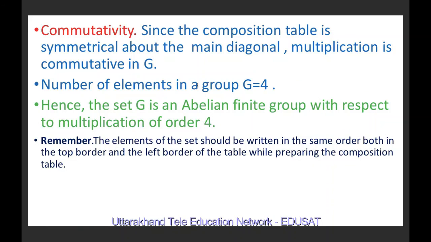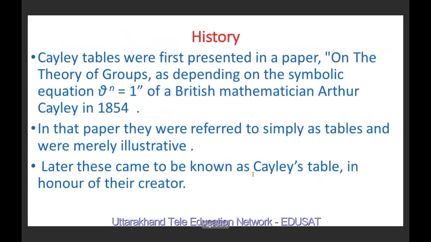The number of elements in the given group is 4, so the order of the group is 4. Hence the set G is an abelian finite group with respect to multiplication of order 4. Remember one thing: to construct a table, the elements of the set should be written in the same order both in the top border row and left border row of the table while preparing a composition table.